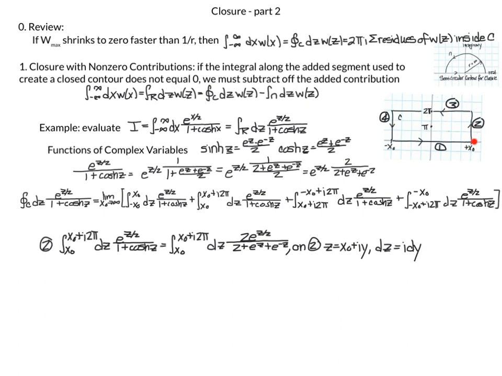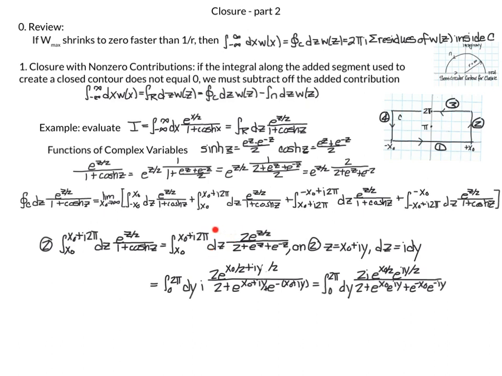Also, on this portion of our integral, the vertical portion, our x naught stays constant and our y varies. So z is equal to x naught, that's constant, plus iy, where y is still varying. That means our dz is equal to i dy. Since x naught's constant, it goes away. It's y that's changing. Now I can replace my dz with my i dy, which I did here, and I replace my z with x naught plus iy.